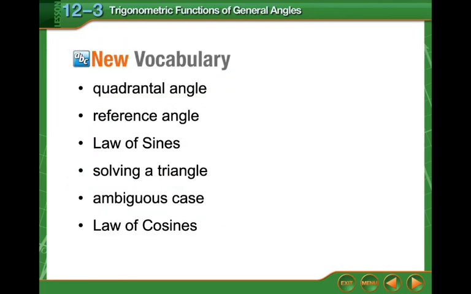These are all the things we're going to see: quadrantal angle, reference angle, law of sines, solving a triangle, ambiguous case, and law of cosines. So solving a triangle just means you're going to use all these different things, including everything for right triangles too, to find what the sides and what the angles are of a triangle. Sometimes there might not be a triangle that's possible with what's given to us. And that's where the ambiguous case comes in, and that has to do with the law of sines, and we'll see that here in a little bit.